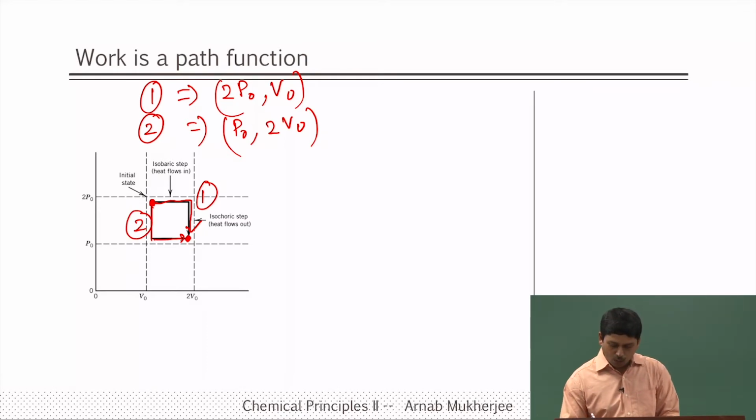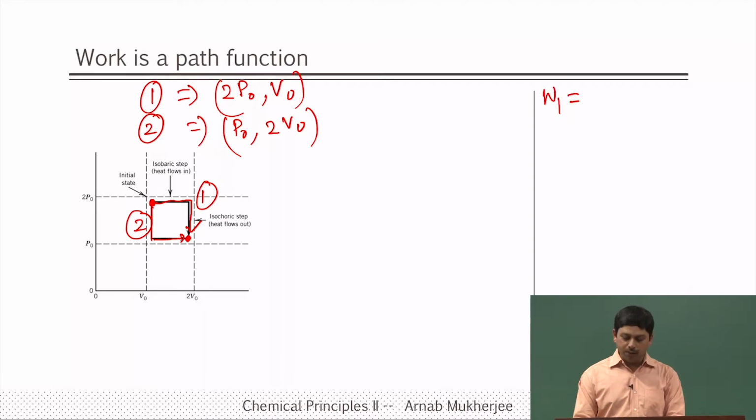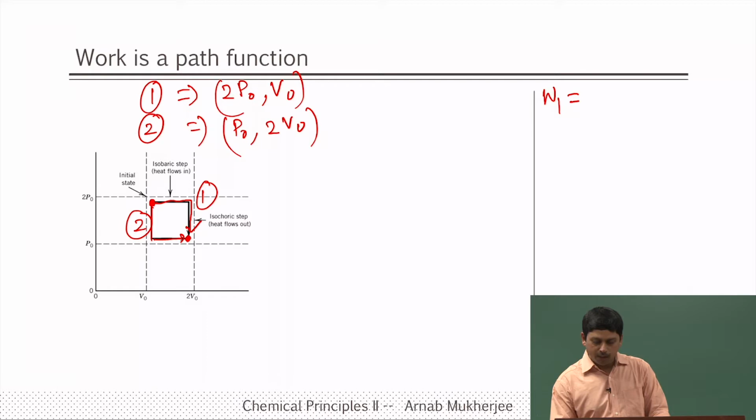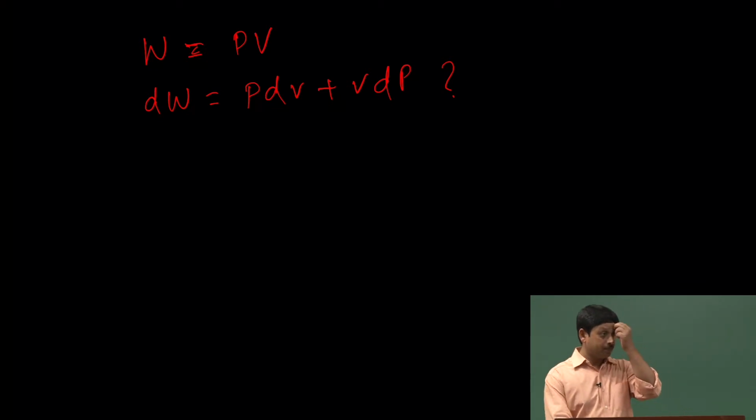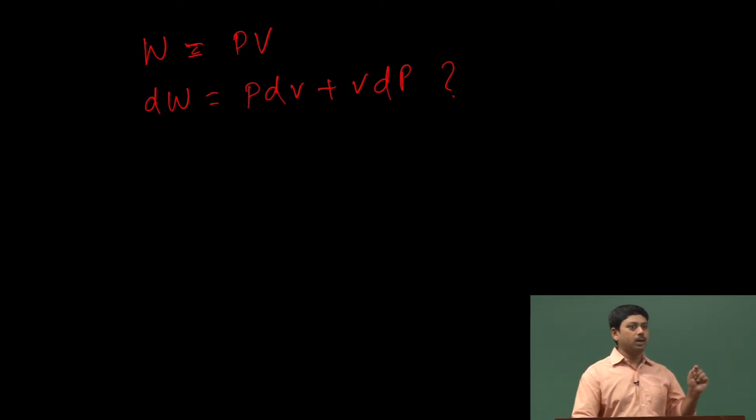Let us calculate the work done for path number 1. How do we define work done? Remember we already discussed that work done is basically PV. Now, if I do dW, should it be P dV plus V dP? Do you think it should be like that? Except there is one problem here.